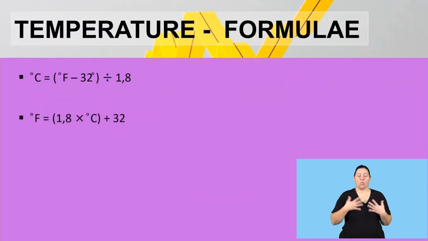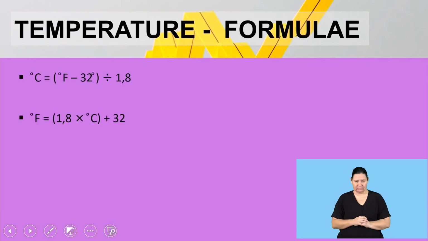All right, guys, so when we want to calculate degrees Celsius, we say degrees Fahrenheit minus 32 degrees divided by 1,8. And then when we calculate degrees Fahrenheit, we take the formula, or we say 1,8 multiplied by degrees Celsius plus 32. Now let's quickly put this into context, right?